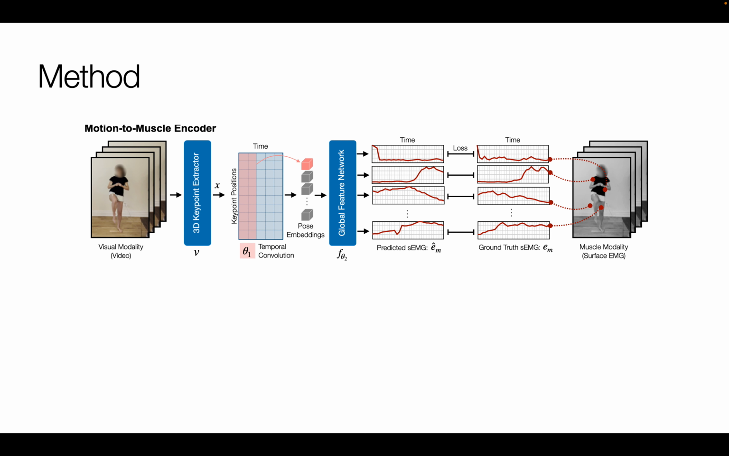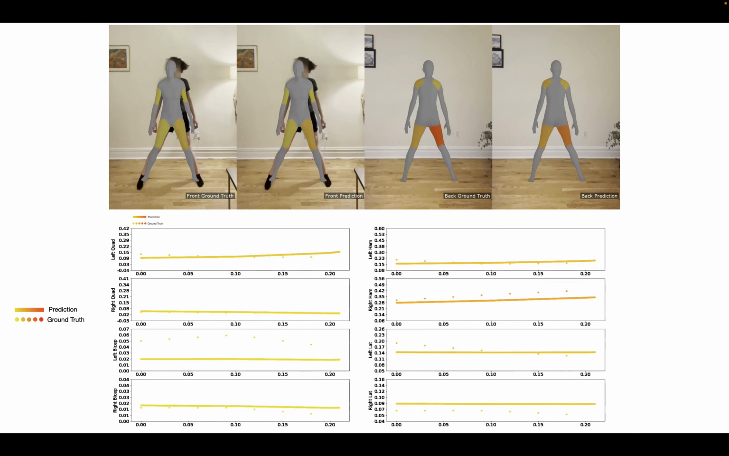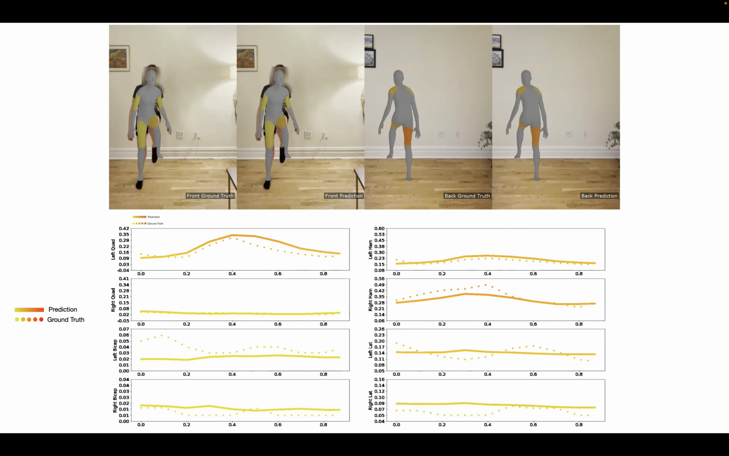Next, using this dataset, we build a motion-to-muscle encoder, which learns to regress SEMG values from video. As a pre-processing step, we extracted 3D key points using Vibe, and then use a transformer to regress the values. Similarly, for the muscle-to-motion decoder, the input is the surface EMG values, and it learns to regress the 3D key points over time.